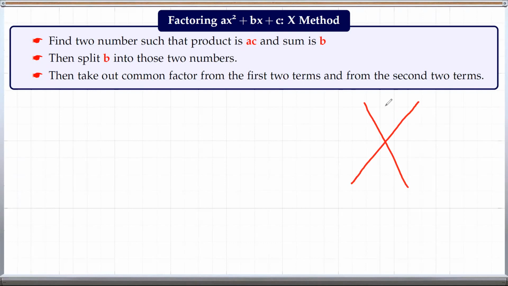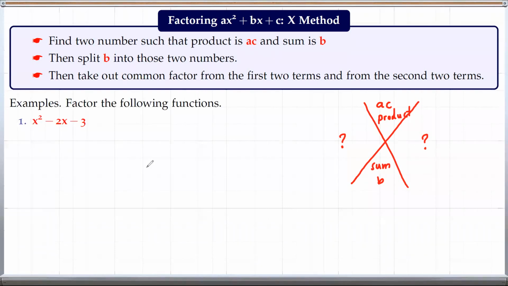And then we want to find two numbers such that the product is AC and the sum is B. So we want to find two numbers such that the product is AC and the sum is B. And once you do that, then we split B using these two numbers, and then we do some factoring. So let's look at some examples.